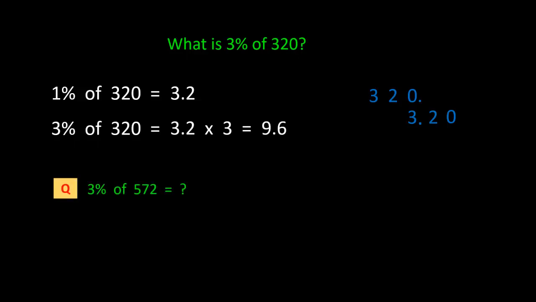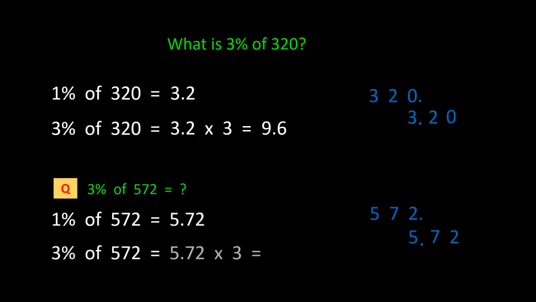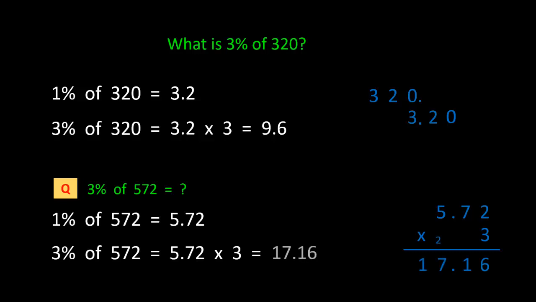Okay, one for you to have a go at. 3% of 572, please. You know what to do. Press pause, press play for the answer. Okay, well, 1% of 572 is going to be 5.72. So 3% is 5.72 times 3. And there's one way of multiplying it. You might have other ways, but we should get the answer 17.16. Excellent.